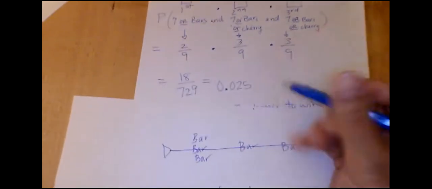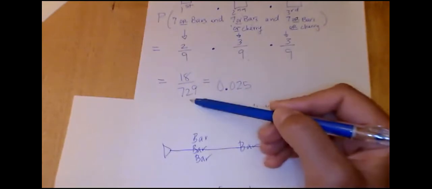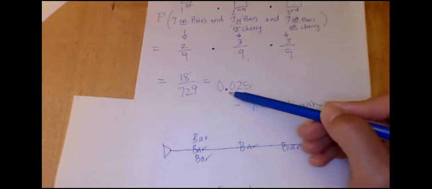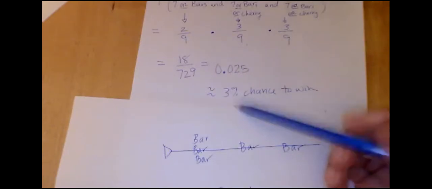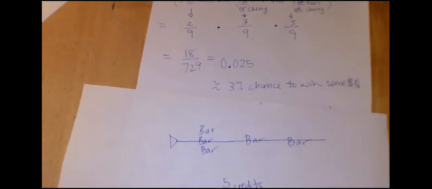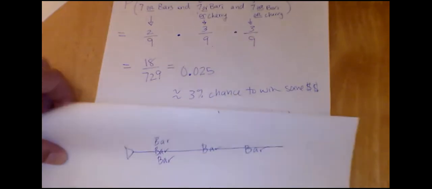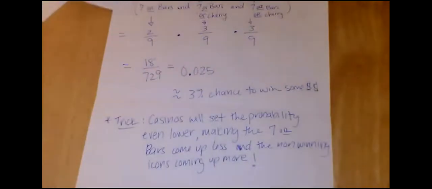Okay. If I multiply 2 times 3 times 3, I get 18. Of course, 9 times 9 times 9 is 729. That means I have a probability of 0.025. That's about a 3% chance to win some money. Maybe it could be 5 credits, like I won down here. Maybe it could be 2. Maybe it could be 1. But still a very small probability compared to what we've been used to learning about our other types of games of chance, like roulette.